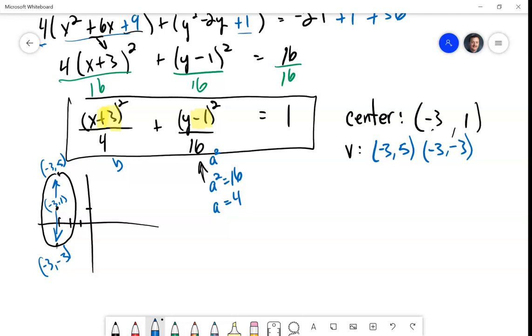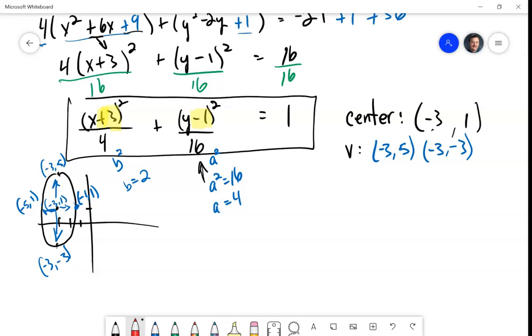Okay, I can also figure out the vertices on the minor axis. That's going to be related to the b value, the smaller one. So if this is b squared, then b would be equal to 2. If I go right 2 and left 2, I can figure out those other minor vertices. If I go right 2, that becomes negative 1, positive 1. If I go left 2, it would be negative 5, positive 1. Again, this time I'm just changing the x-coordinate of that center point.